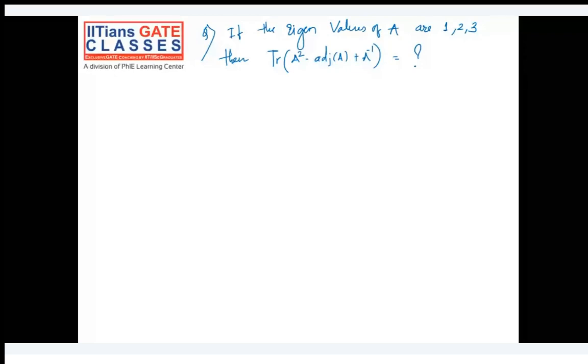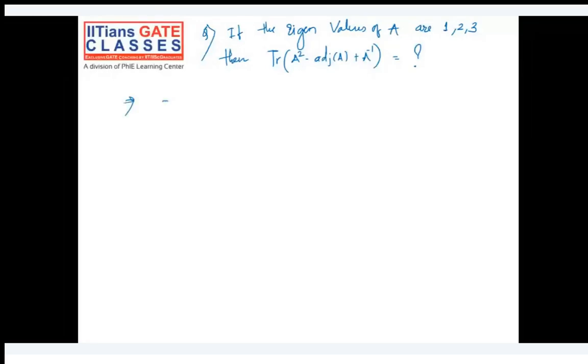So what is trace of A square? Trace means sum of elements of principal diagonal, and the sum of the elements of the principal diagonal is equal to the sum of the eigenvalues, right? Because trace of the matrix is equal to the sum of the eigenvalues. So that concept you are using here in order to solve this question. So I can write trace of A square minus adjoint of A plus A inverse as trace of A square minus trace of adjoint of A plus trace of A inverse, right?